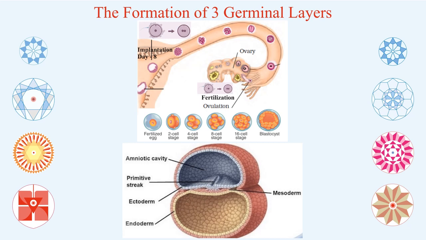Fertilization takes place between ovum and sperm to form zygote, and then further it divides into 2 cells, 4 cells, 8 cells, 16, 32, and then blastocyst, and finally comes to the stage of this picture you can see down, which is 3 germinal layers. Amniotic fluid on top, then you have ectoderm, then you have mesoderm, and then you have endoderm. These 3 layers are the main layers from which the human body is further developed and matured.